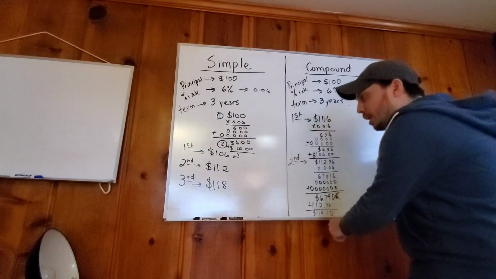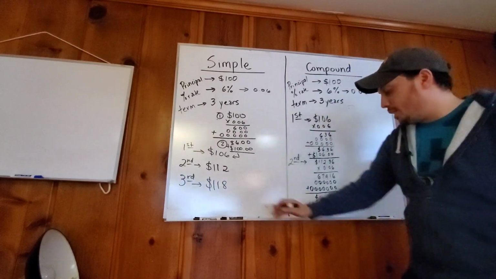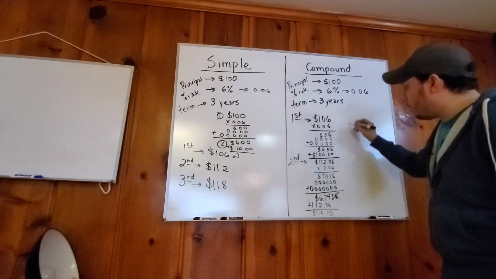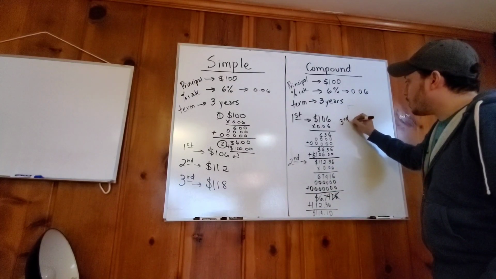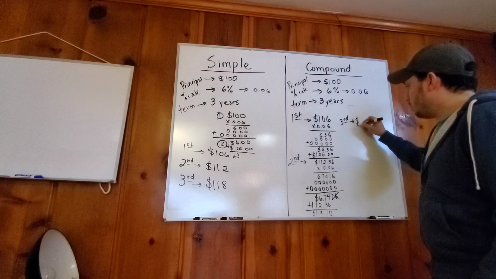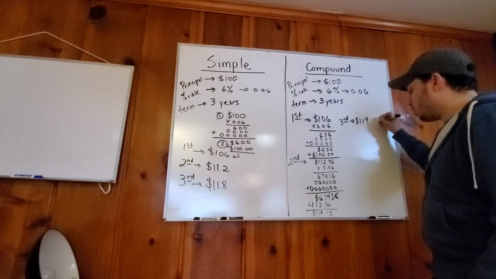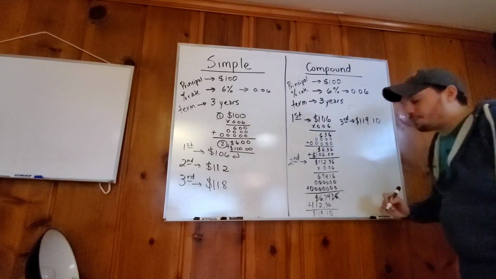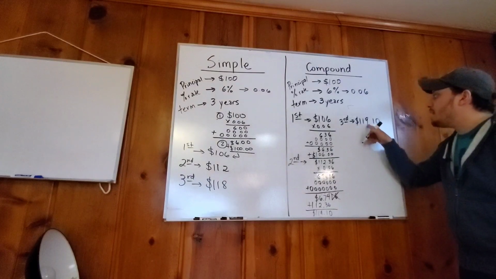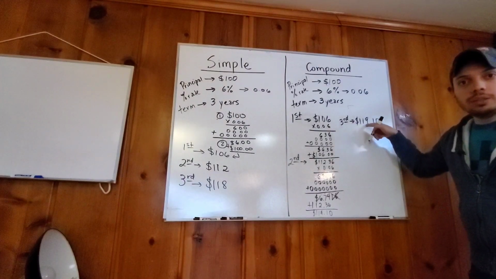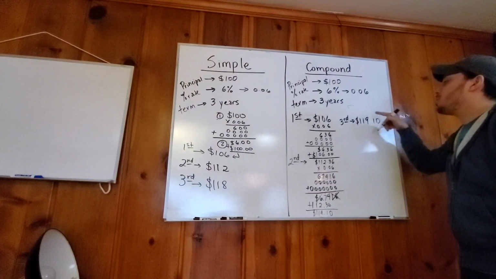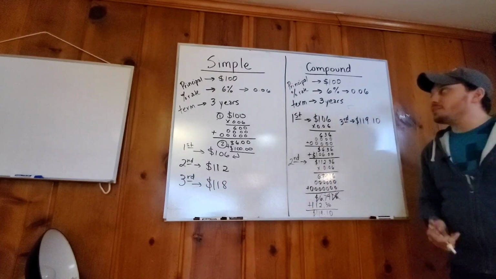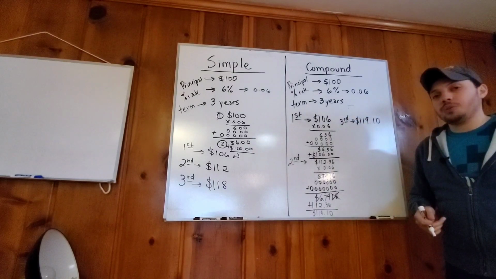Look at that. In this one, it's $118 for the third year. In this one, the third year is $119 with 10 cents. That is the difference between compound and simple interest.